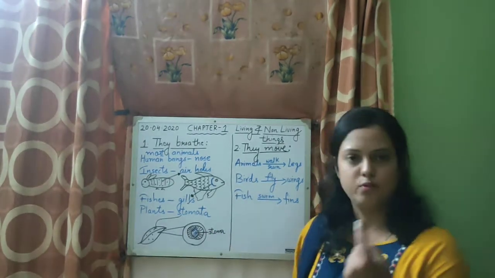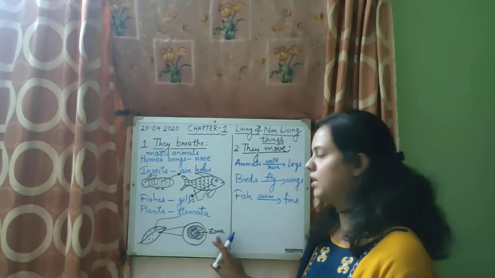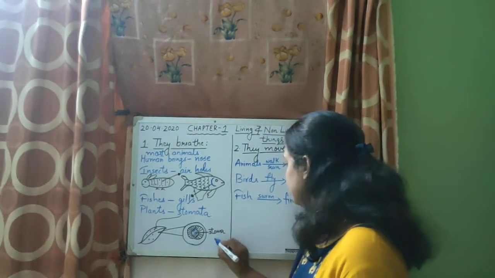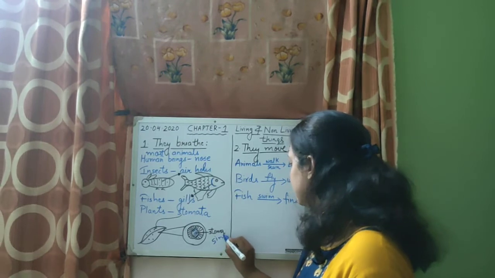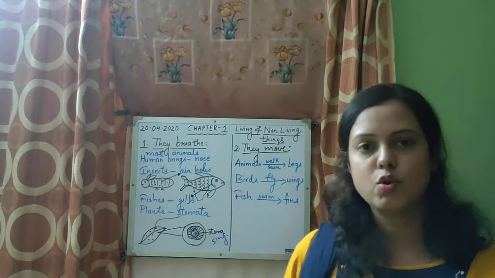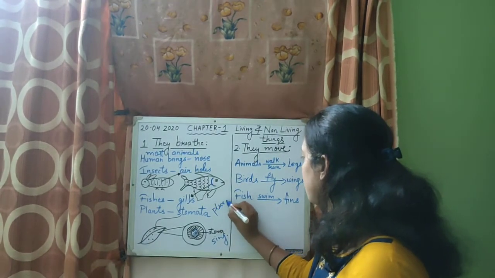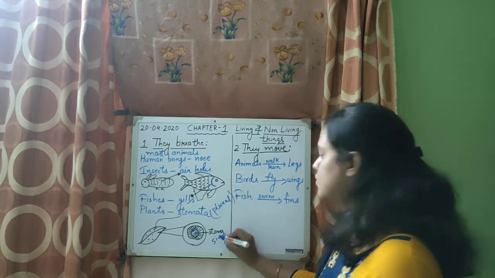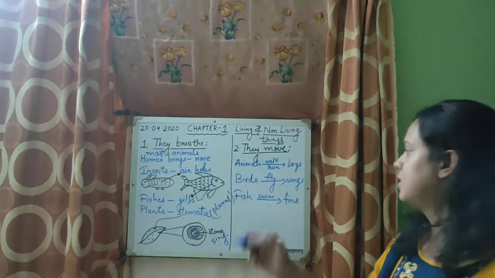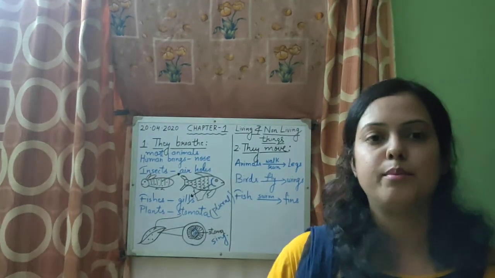So when we are talking about one hole, one tiny opening, it will be known as stoma. Stoma means we are calling it in singular. And when we talk about more than one stoma, we call it stomata. So stomata is the plural of stoma. Okay.